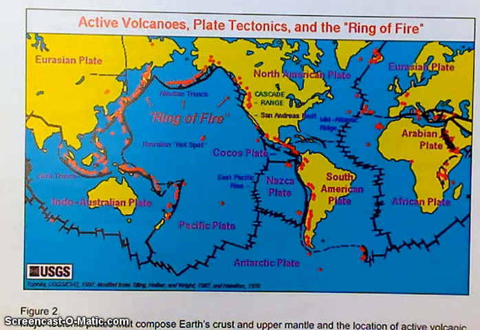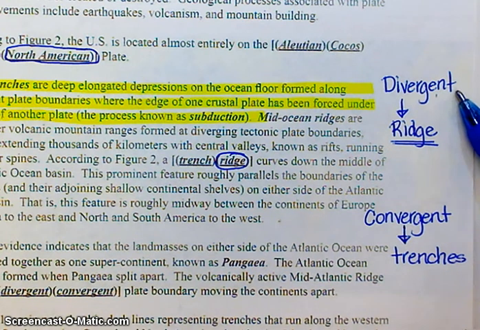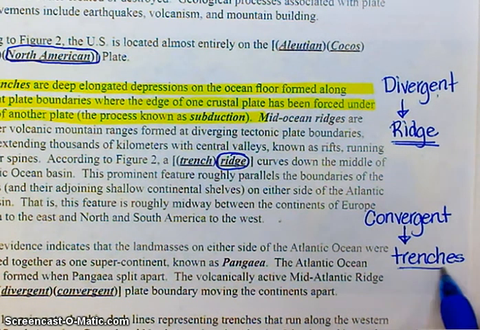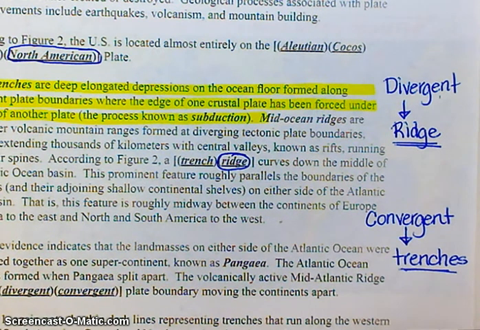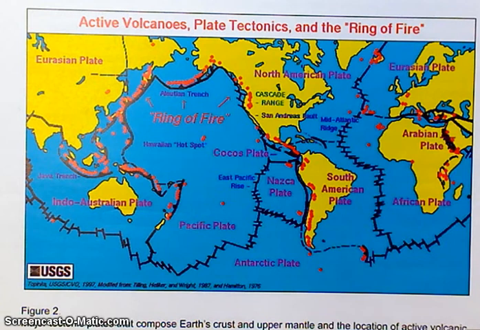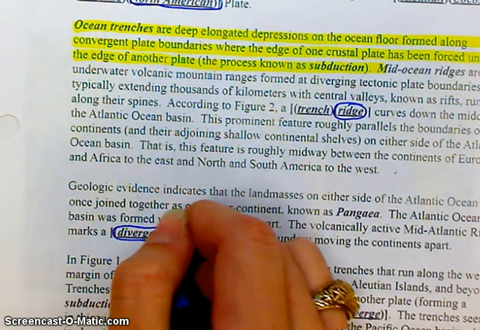Remember, that's part of the reason why we stopped and did this, because we wanted to remind ourselves that at divergent boundaries we get ridges, and at convergent boundaries we get trenches. So the volcanically active Mid-Atlantic Ridge marks a what? It's a ridge, so it's a divergent boundary.